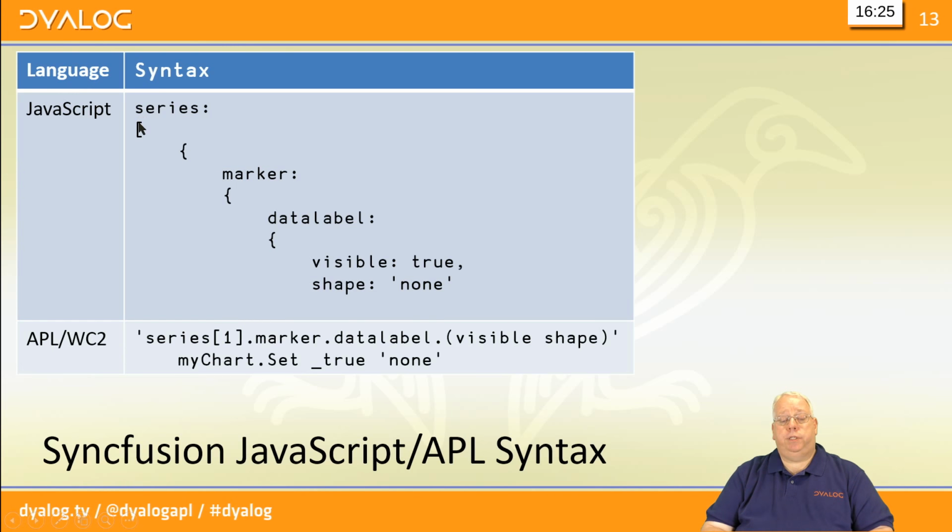So here we have series, it's an array, the marker object, the data label object, and then visible and shape properties. So that translates to the first series, the marker object, the data label object, and notice we can use stranded notation for it, like we can with namespaces in APL, visible and shape, and then we call chart.set. And then you notice here that this value true is not in quotes, which means that it's the JavaScript constant true. And to represent that rather than the string true, we use underbar true in WC2. And then the string none is the string none in APL.